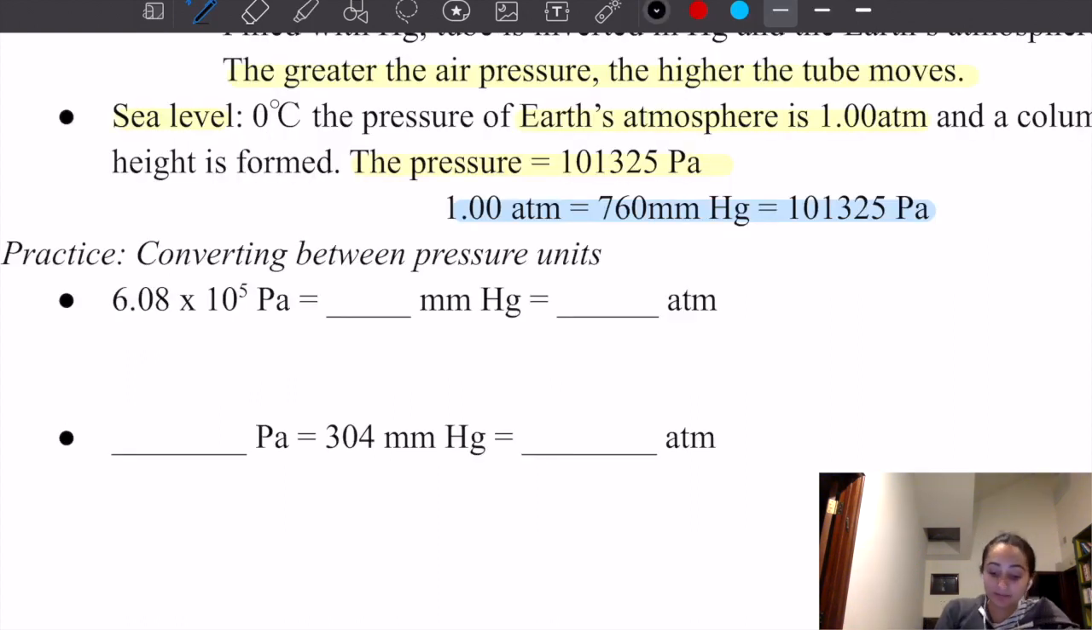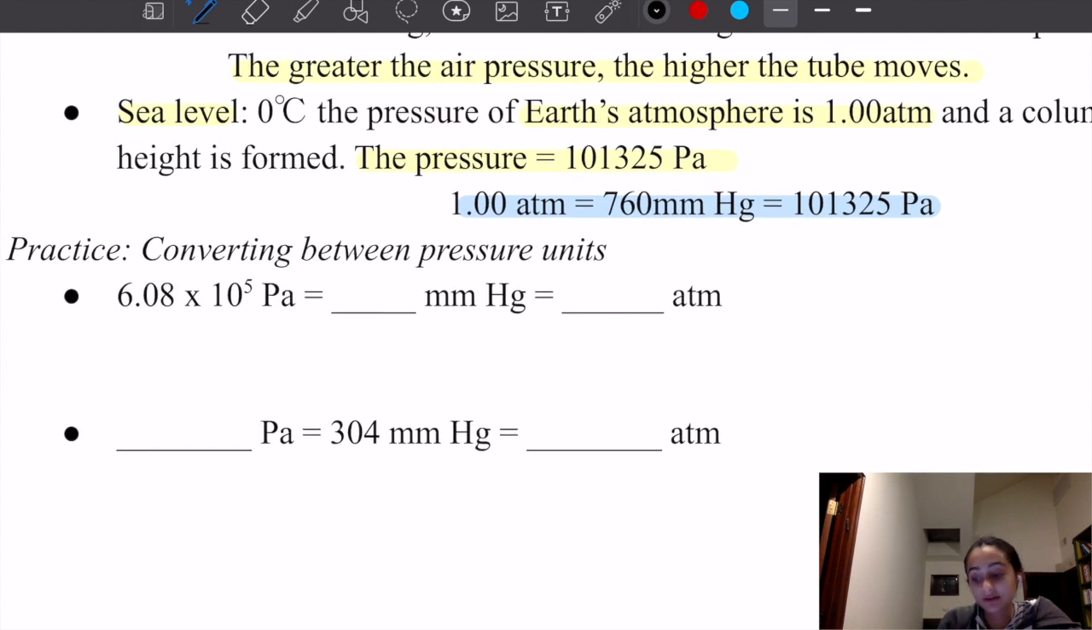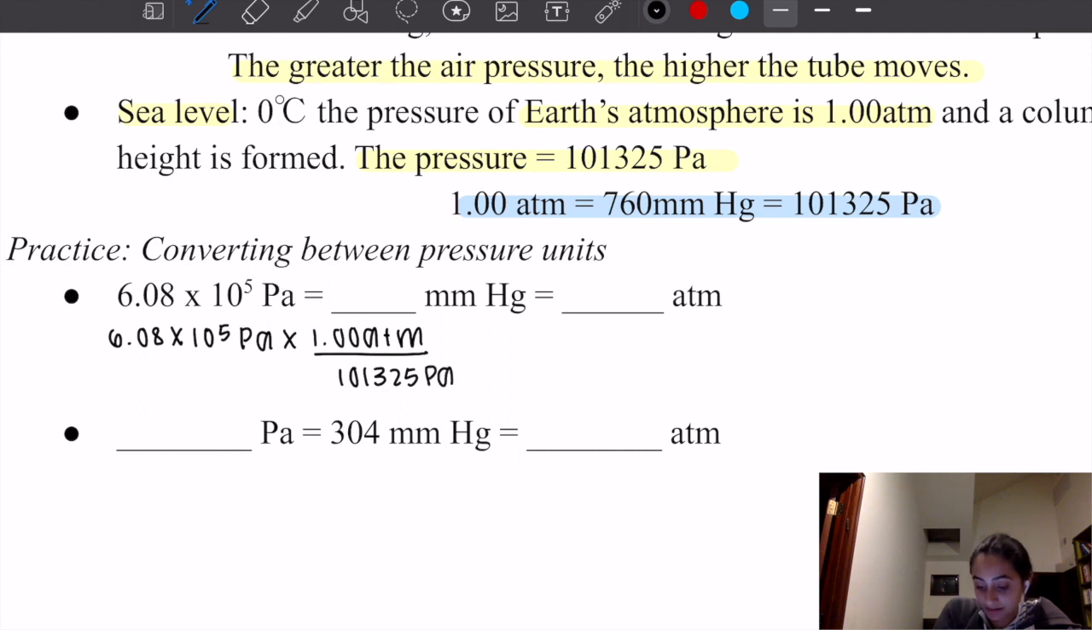So let's do our first example. If we have 6.08 times 10 to the 5th pascals, we want to figure out how many millimeters of mercury that is and how many atmospheres. So I always like to convert to atmospheres first because it's a nice unit of 1. So I'm going to write 6.08 times 10 to the 5th pascals times 1 atmosphere over 101,325 pascals. And that is going to equal 6.00 atmospheres.